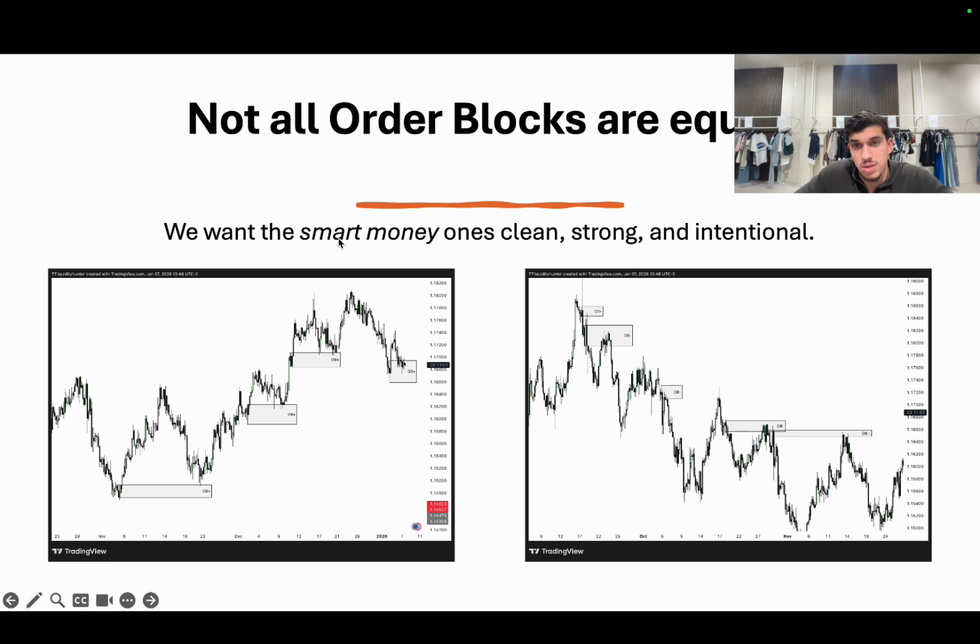We want smart money ones, clean, strong, and intentional. We have bullish order blocks that take price higher, as you see right here. Price goes higher and higher, retraces back, comes to the order block and goes higher. Same for here, same for here, same for here.